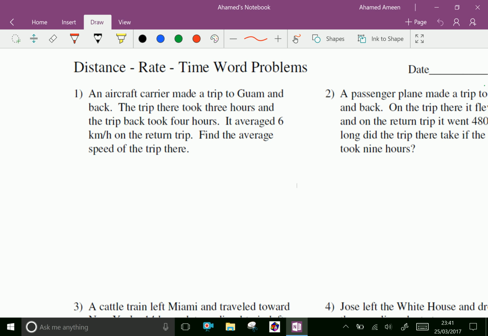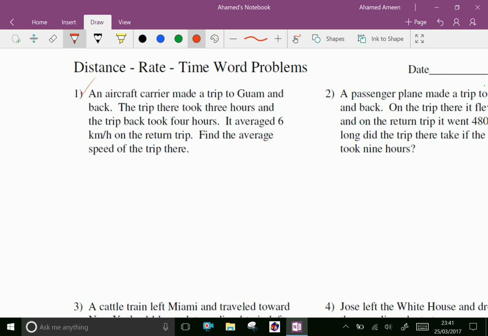Distance, rate, time, word problems. An aircraft carrier made a trip to Guam and back. The trip there took 3 hours and the trip back took 4 hours. It averaged 6 km per hour on the return trip. Find the average speed of the trip there.